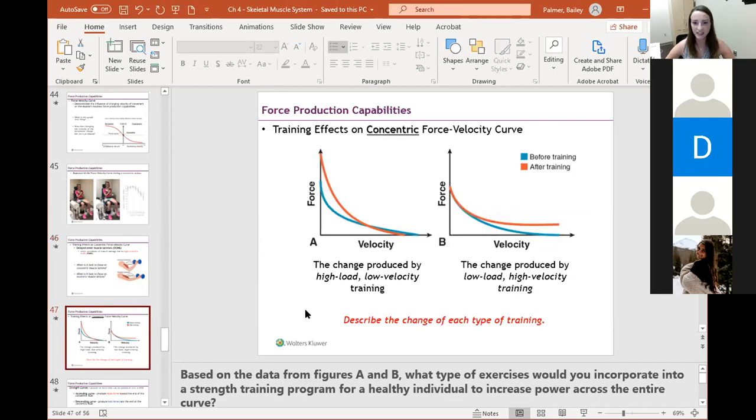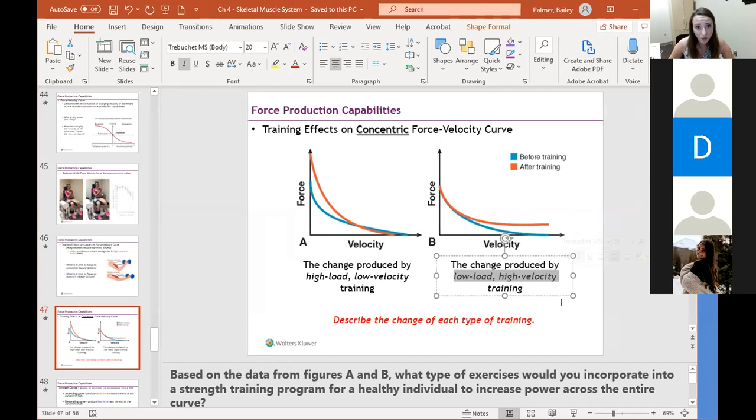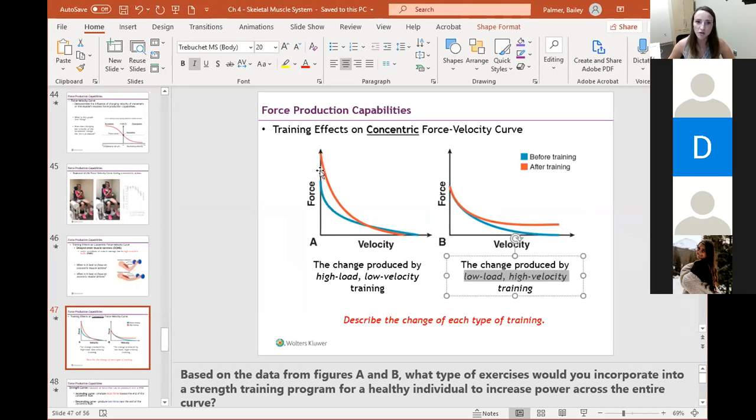And this picture right here kind of explains that a little bit more. It talked about high load, low velocity, which is a strength training protocol, and low load, high velocity, which is a power training protocol. And it basically showed how different types of training are going to shift the curve different ways. What you need to know is that we basically need to focus on both aspects of this force velocity curve. We do need to do strength training and we need to do power training, because that's going to result in an optimal shift in this curve.